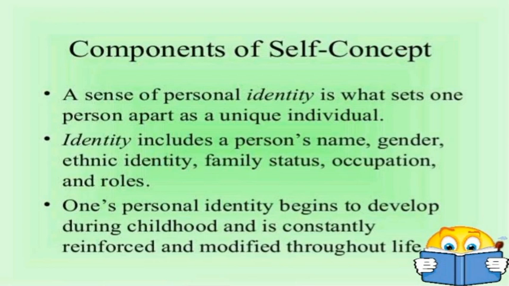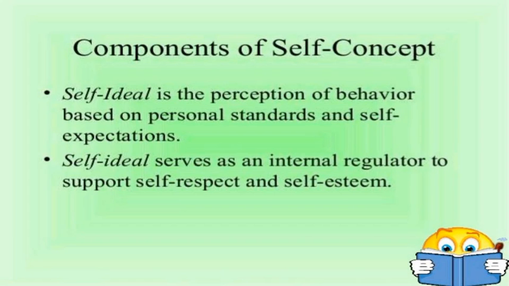Components of self-concept. A sense of personal identity is what sets one person apart as a unique individual. Identity includes a person's name, gender, ethnic identity, family status, occupation, and roles. One's personal identity begins to develop during childhood and is constantly reinforced and modified throughout life. The other self-concept components are self-ideal and self-services.